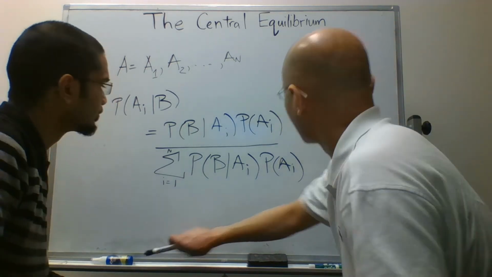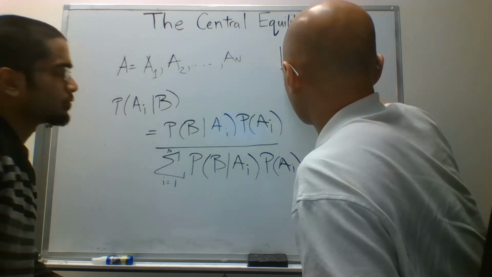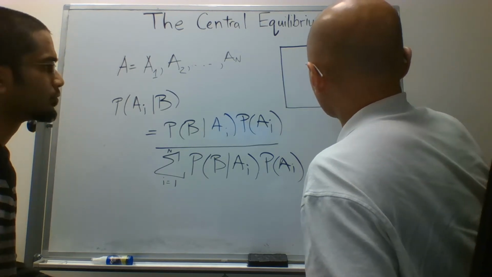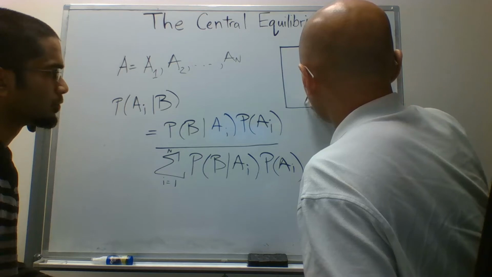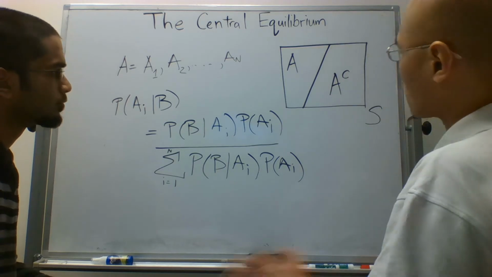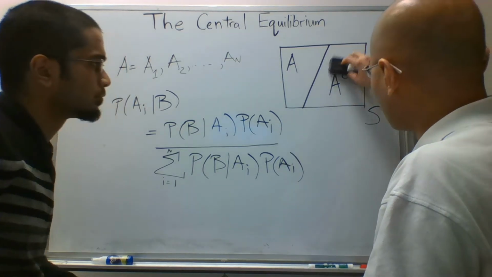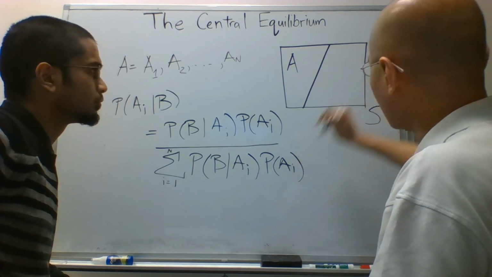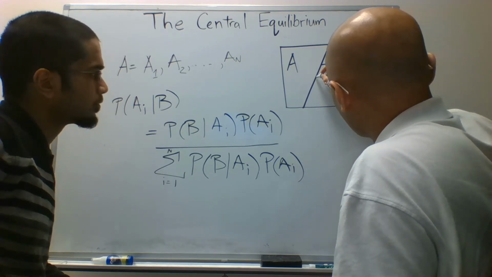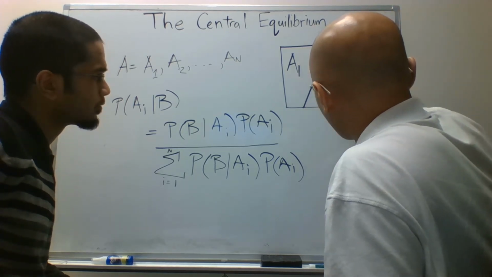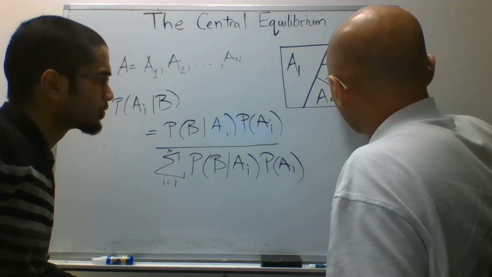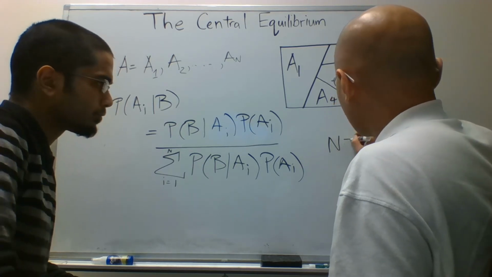So before, to visualize this, let's say this rectangle was the sample space. We can say that this is A right here, and this is A complement. Now what Arnab is saying is, let's instead think of A partitioned in multiple ways. So we have one partition here and another partition here. So this is A1, this is A2, this is A3, and this is A4. So in this case, n is equal to 4.